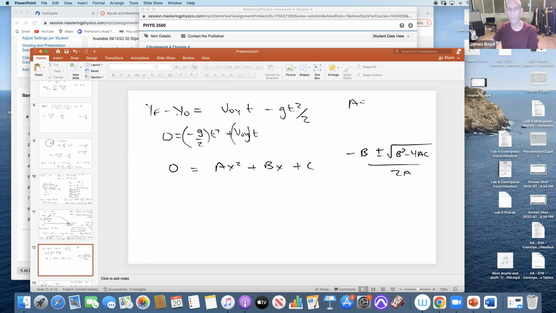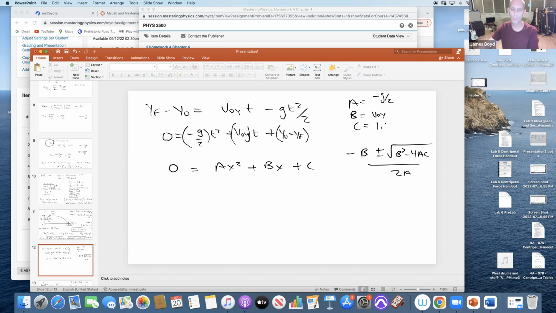And if we move this over, it becomes negative y final minus y initial. The negative sign means this is plus y initial minus y final. So take a negative sign times that. So a is negative g over 2, b is v naught of y, and c is y initial minus y final.